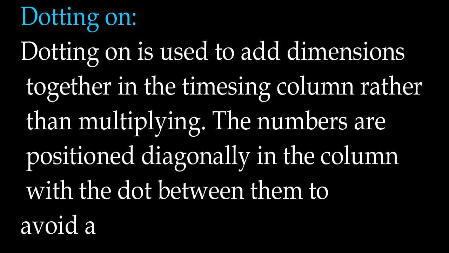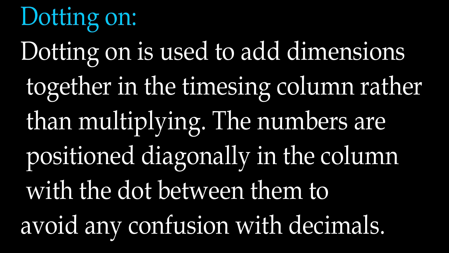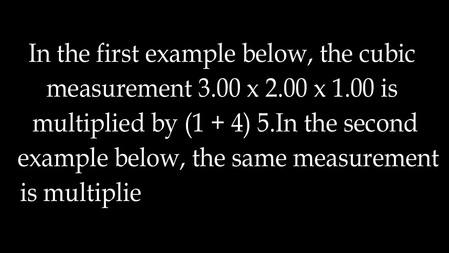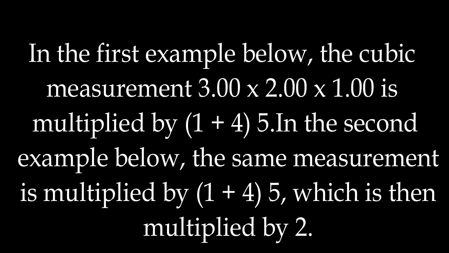Dotting on. Dotting on is used to add dimensions together in the timesing column rather than multiplying. The numbers are positioned diagonally in the column with the dot between them to avoid any confusion with decimals. In the first example below, the cubic measurement 3.00 times 2.00 times 1.00 is multiplied by 1 plus 4, 5. In the second example below, the same measurement is multiplied by 1 plus 4, 5, which is then multiplied by 2.